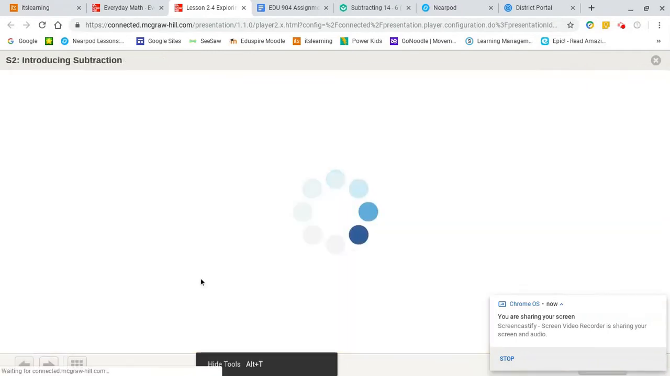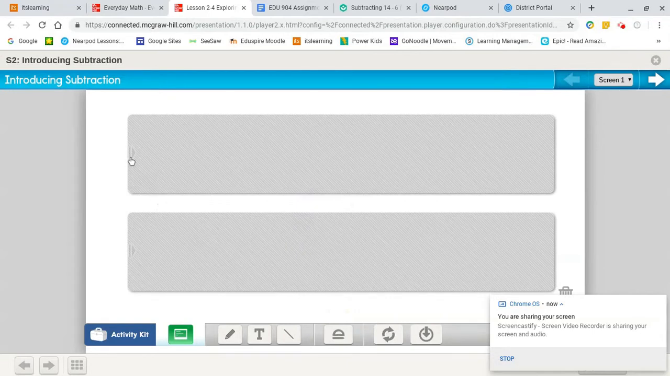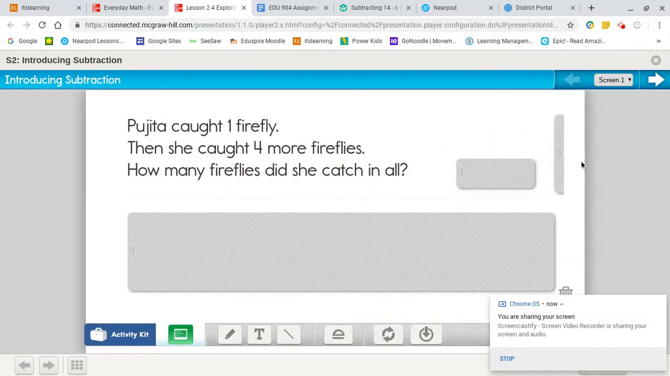Okay, excellent. We're going to go ahead and move on to the next problem. You can keep your whiteboard there and ready. Go ahead and erase your previous work. Okay. In this problem, Wahida caught 1 firefly. Then she caught 4 more fireflies. How many fireflies did she catch in all? I want you to go ahead and answer this question. You can do it in your head or any strategy you'd like to use to figure this one out. Remember, don't forget your unit.